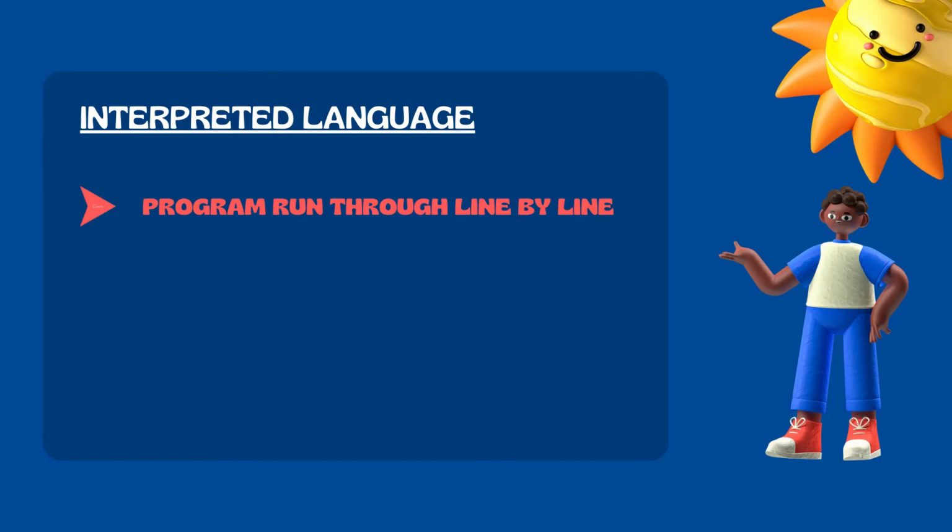Now let's learn about the interpreted language. In case of an interpreted language, a program is run through line by line and executed one command at a time.